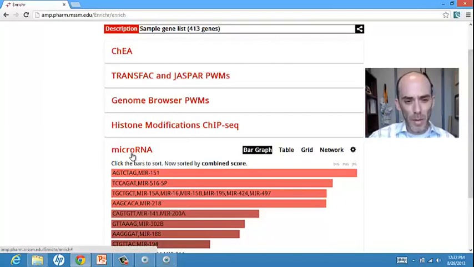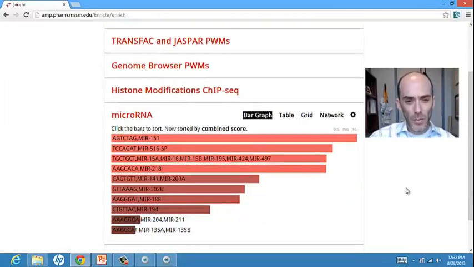MicroRNAs have many target genes, and we took predicted microRNA target genes from the database called TargetScan.